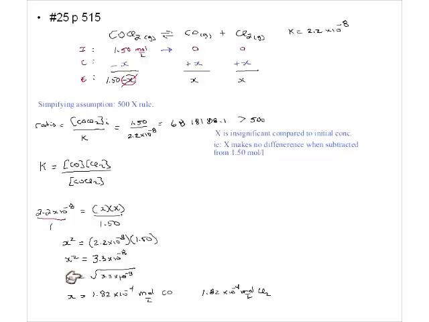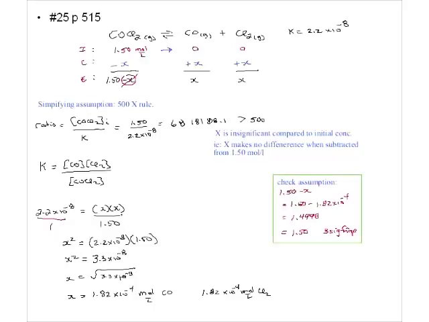And there we go. So the square root of this is 1.8 times 10 to the minus 4 moles per liter for carbon monoxide, which means it's going to be 1.82 times 10 to the minus 4 moles per liter for chlorine, because that's what X is. We just found X. And is this significant? Well, let's verify our assumption. Let's see if it is significant. Let's check it.